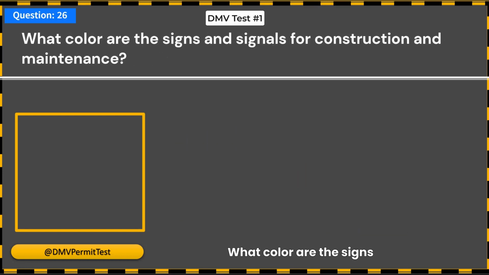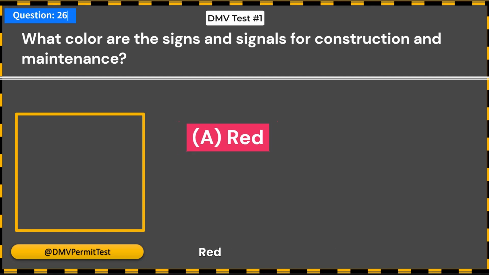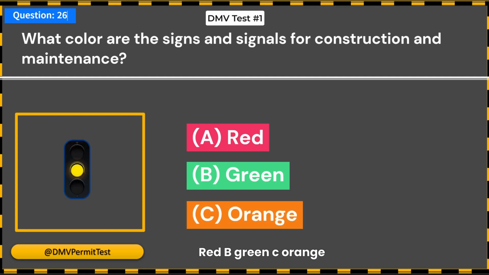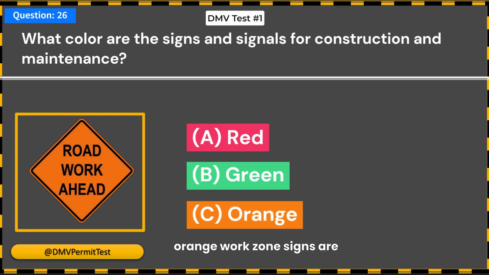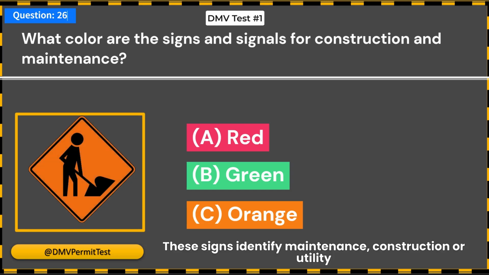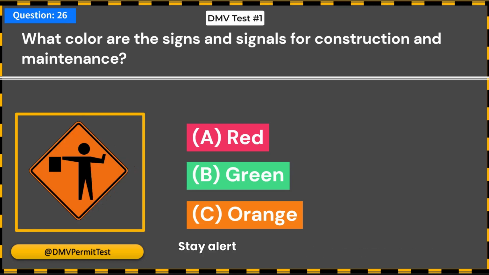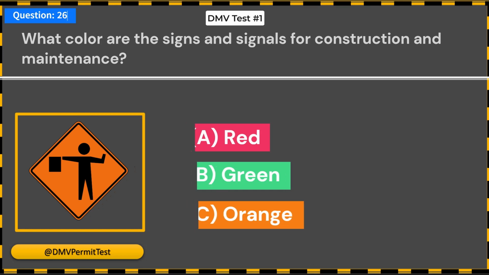What color are the signs and signals for construction and maintenance? A. Red. B. Green. C. Orange. Correct answer, C. Orange. Work zone signs are normally diamond-shaped, like warning signs, but they are orange with black lettering instead of yellow with black lettering. These signs identify maintenance, construction, or utility areas where workers or equipment may be on or near the roadway. Stay alert and slow down when you see these signs.